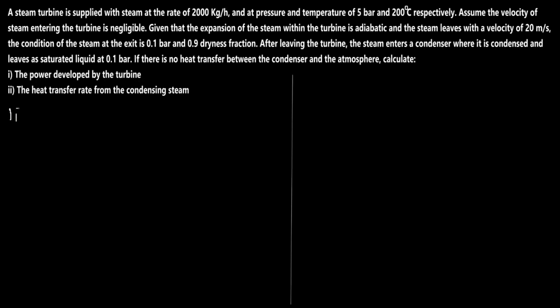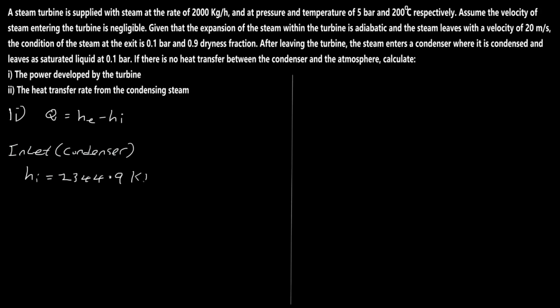Now for the heat transfer rate from the condensing steam. The condenser is simply a heat exchanger, so we're going to use our energy equation for a heat exchanger. The inlet conditions for the condenser will be the exit conditions for the turbine. And at the exit of the turbine, our steam had an enthalpy of 2,344.9 kilojoules per kg. So for the condenser, inlet enthalpy equals 2,344.9 kilojoules per kg.